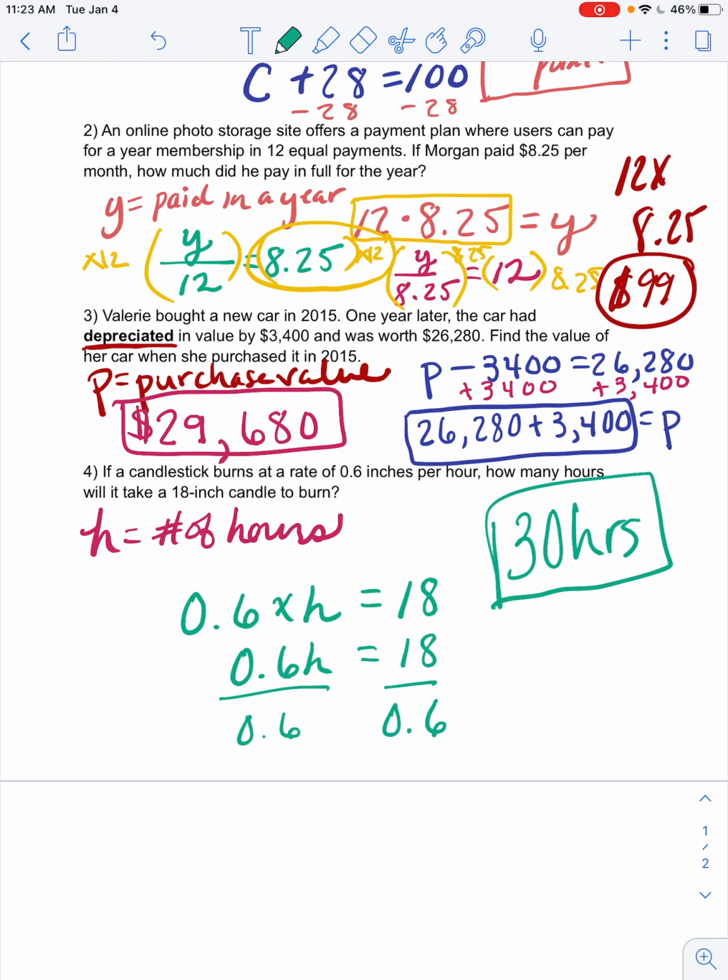And that does make sense, because if it's burning less than an inch per hour, then it's going to take more than 18 hours to burn 18 inches. It should be about twice 18, which is 36, because it's burning about half an inch, but it's 0.6 of an inch. So it does make sense that it takes more hours than inches of the candle, because you're burning less than an inch each hour. So I hope that makes sense. So that one is 30.